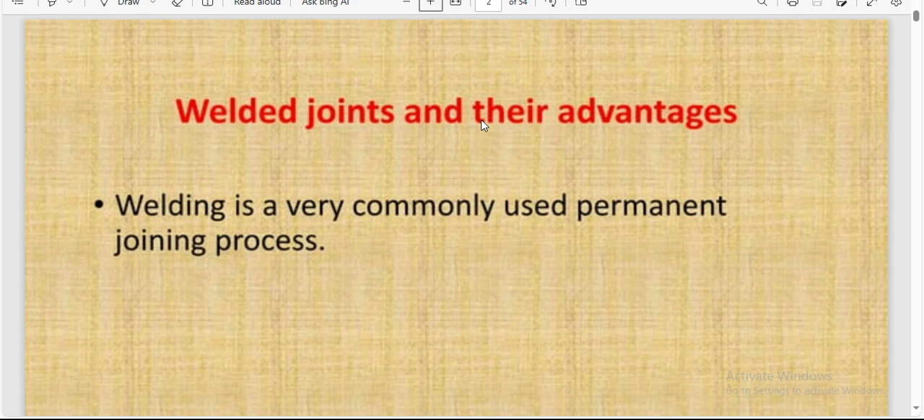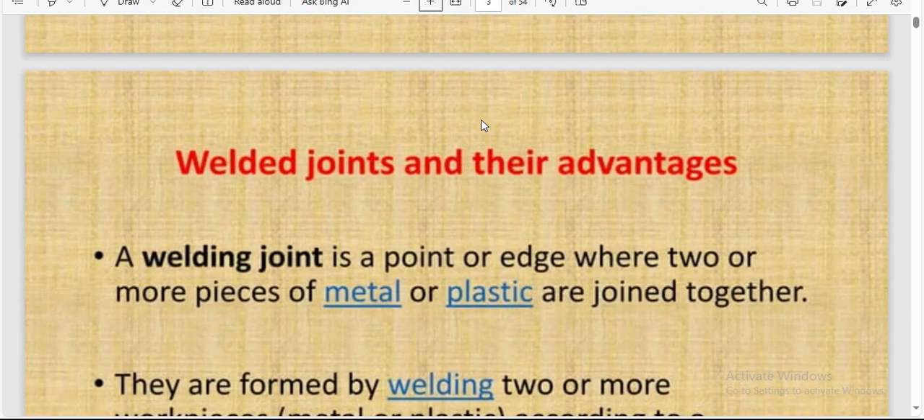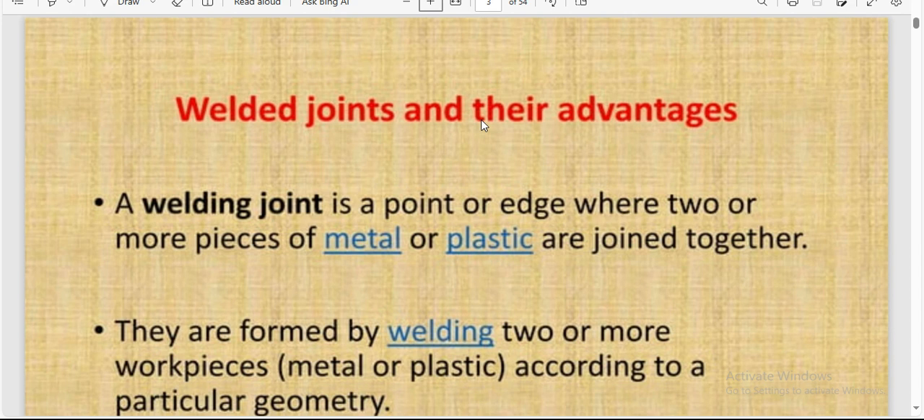Permanent means it is constant, used for a long period of time without breaking. Temporary means for the time being. So the welding mechanism is a joining process for permanent joints. Welded joints and their advantages.